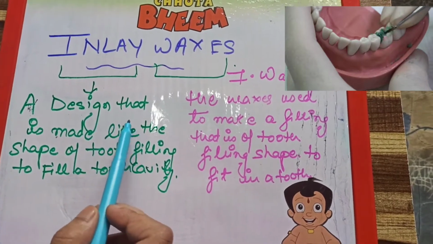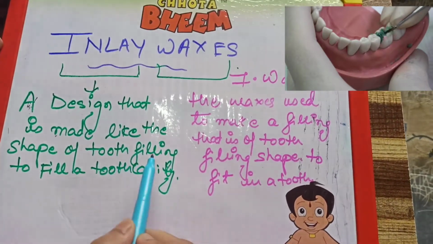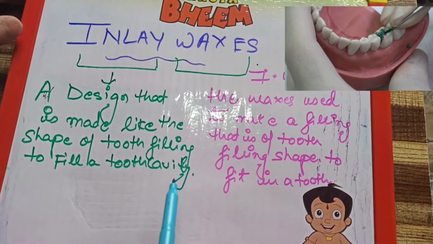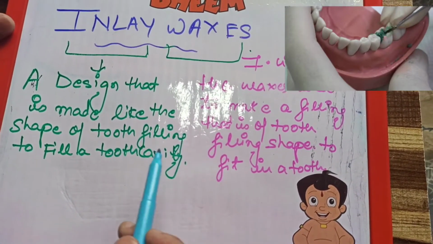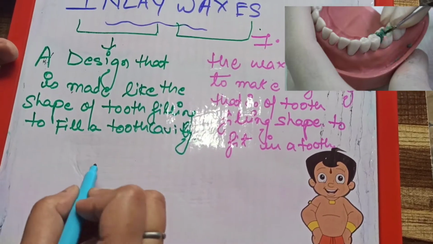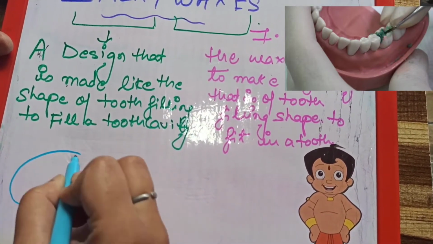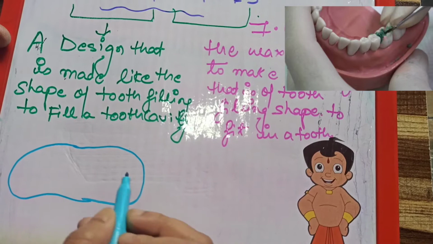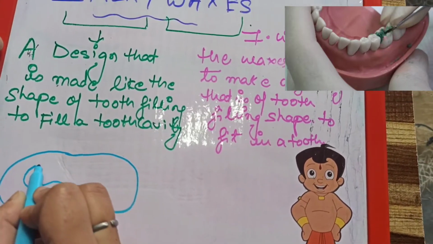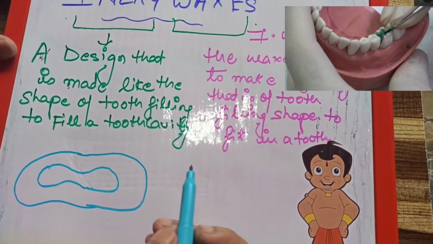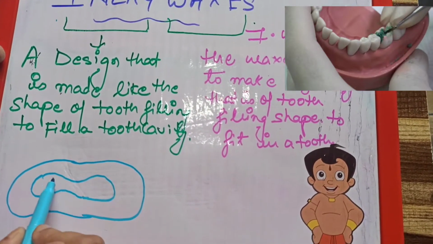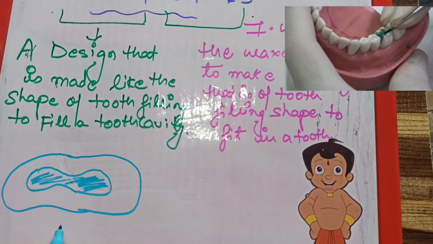An inlay is the design that is made like the shape of a tooth filling to fill a tooth cavity. So an inlay is nothing but a design of the tooth cavity. Let's take an example: this is our tooth and this is our cavity. This inlay is the design which is made like the shape of this tooth cavity. Okay, like this.